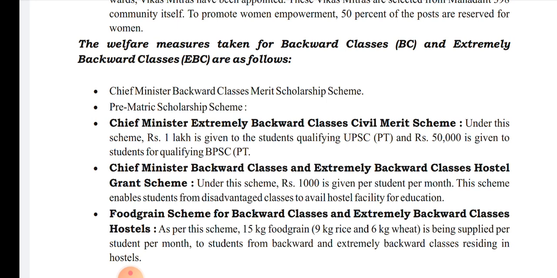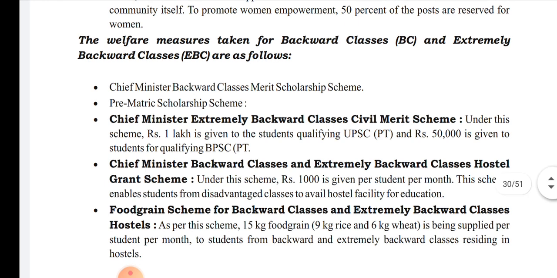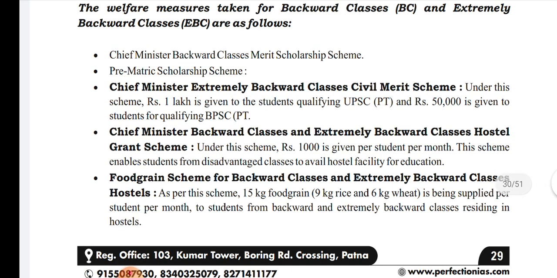So if you have qualified for BPSC PT and if you belong to the extremely backward class or backward class community, obviously you can claim these benefits for better preparation of the mains examination. The Chief Minister Backward Class and Extremely Backward Class Hostel Grant Scheme, again under this scheme 1,000 is given per student per month. That also is a very important scheme.